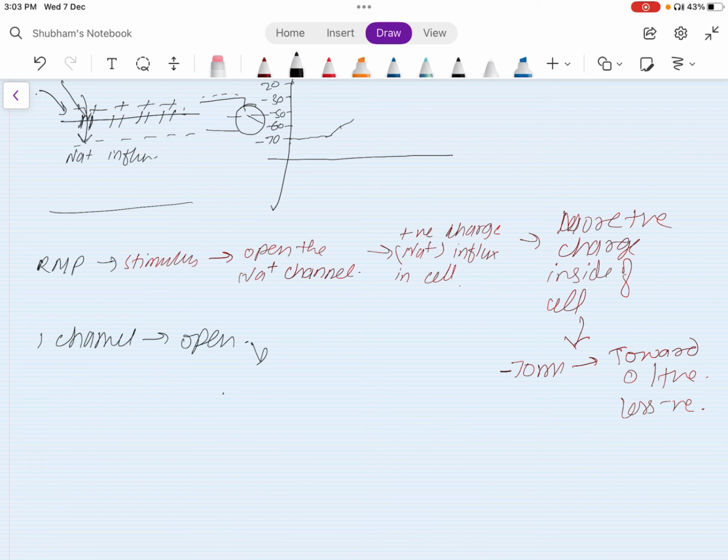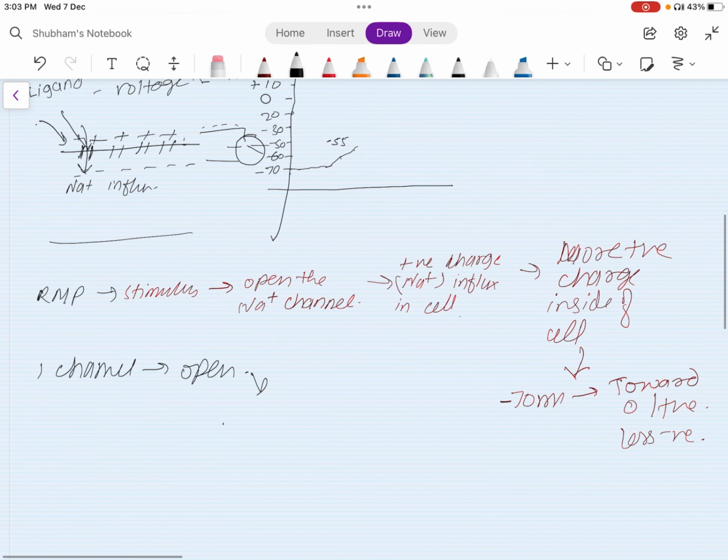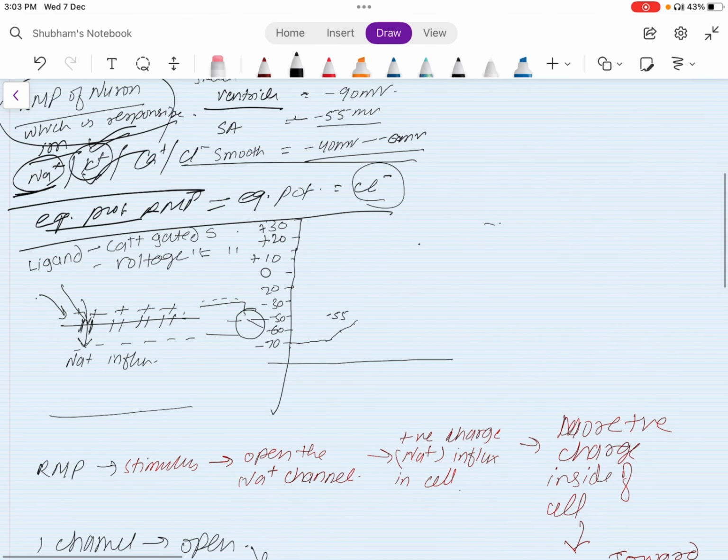So at this point, say around minus 55 or so, there is now enough of an amount that every channel becomes chaotic, all of them start opening at once. Same as a crowd. Two people running, it's okay. Ten people running, it's okay. Out of 1,000 people, if 200 or 300 people are running, everyone will notice and everyone will go into chaos.